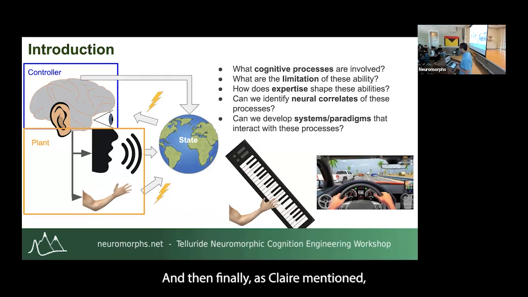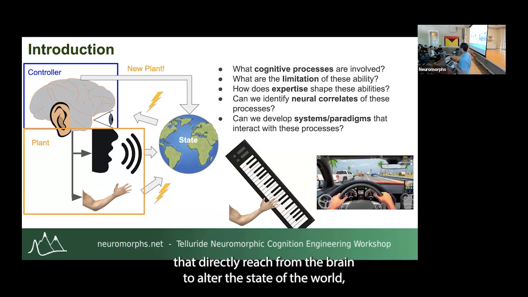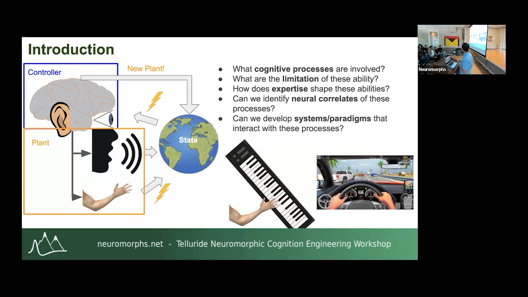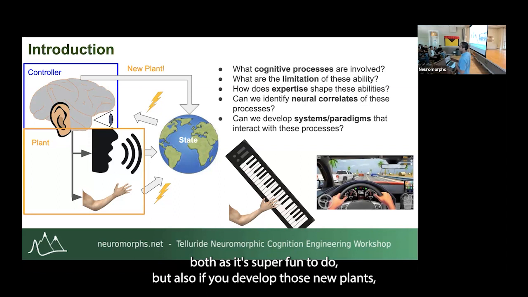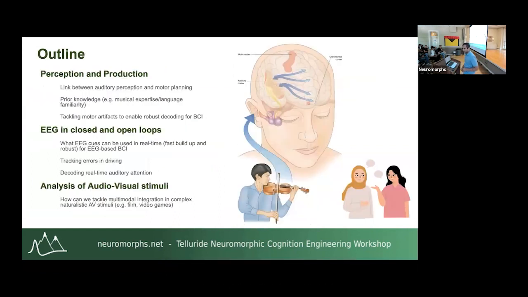And then finally, as Claire mentioned, we're also interested in building new plants that directly read from the brain to alter the state of the world, both because it's super fun to do, but also if you develop those new plants, you can start to ask these questions in really interesting ways. Turn it back over to Claire.